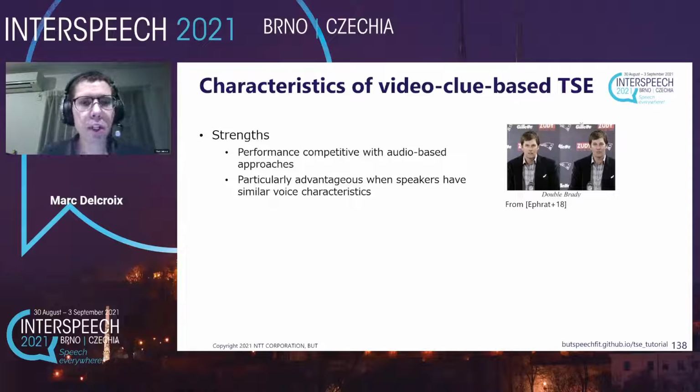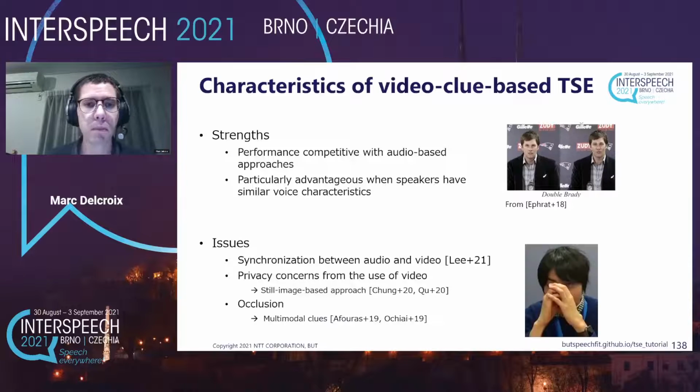So to summarize, for the video clues-based approach, we can see that it performs competitively with the audio-based approach, and I think that's quite remarkable, that using video clues we can still perform target speech extraction quite well. It is also particularly advantageous when speakers have similar voice characteristics. There is one example in the paper, an extreme case where they mixed the speech of the same speaker, of course speaking different utterances, but still, by providing the video information, they can extract the voice of the target speaker, even if it's the same speaker.